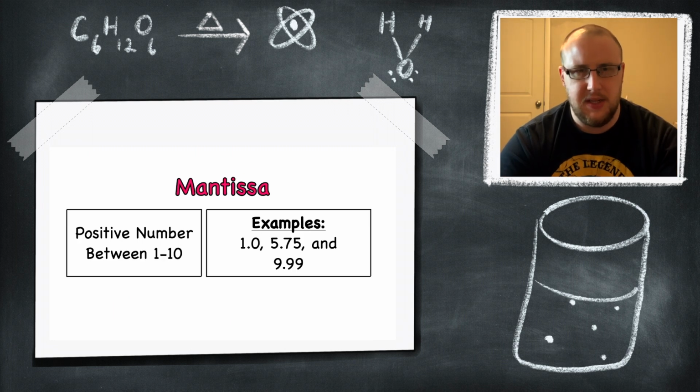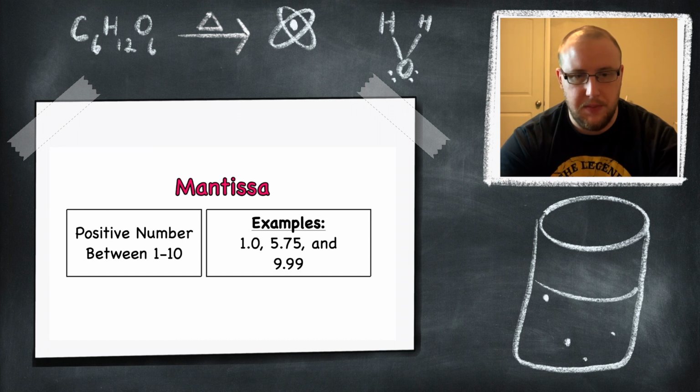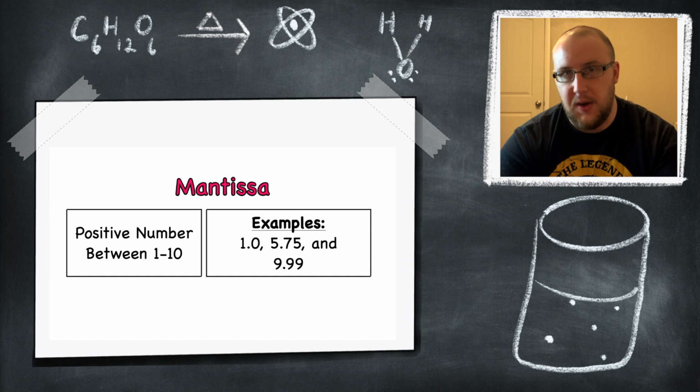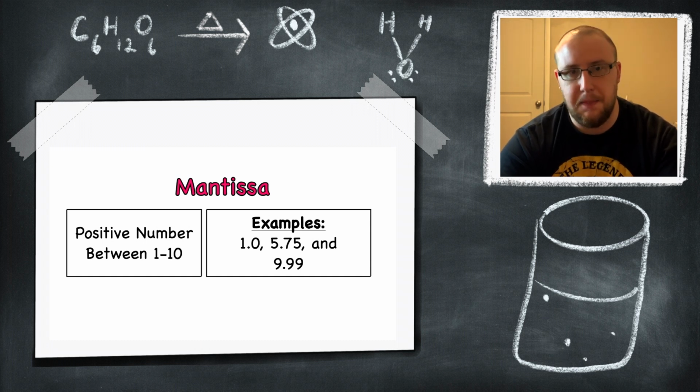What is a mantissa? A mantissa is a positive or negative number between 1 and 10. This includes a decimal place. So the number can be less than 10 and has to be greater than 1. Some examples might be 1.0, 5.75, and 9.99. So a mantissa is a positive or negative number between 1 and 10.